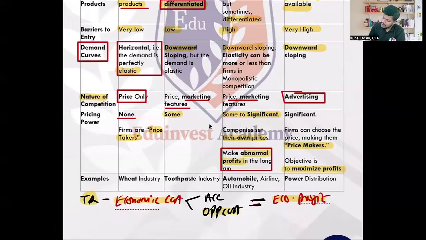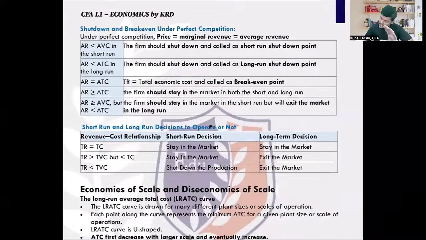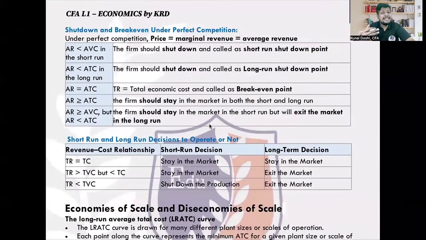Understood? The best examples here are wheat, toothpaste, automobile or airline, which are very tight industries. There are relatively few players, and generally the power distribution in a specific country or state is dominated by a single firm. So that's the perfect example of monopolies. Now, that was the basics. Now we'll go into the detail of each of the segments.